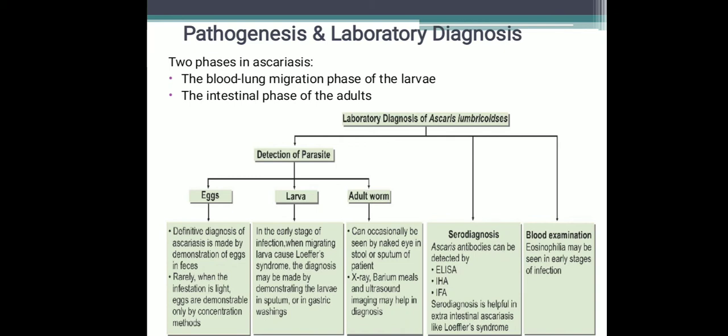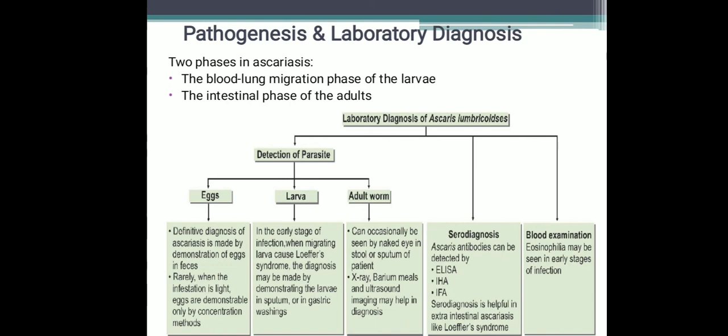Then coming to the larva, detection of larva in the early stage of infection. When migrating larvae cause Loeffler syndrome, the diagnosis may be made by demonstrating the larva in sputum or in gastric washings. So these are the samples that can be collected. Then for the adult worm, this can occasionally be seen by the naked eye in stool or sputum of the patient, and we can also perform X-ray, barium meals and ultrasound imaging for the detection of the adult worm.